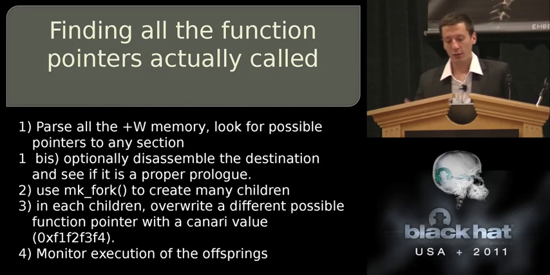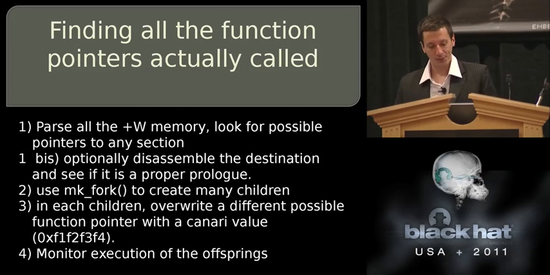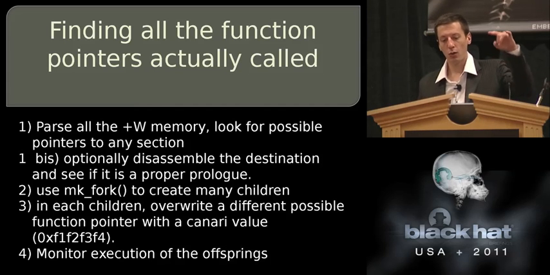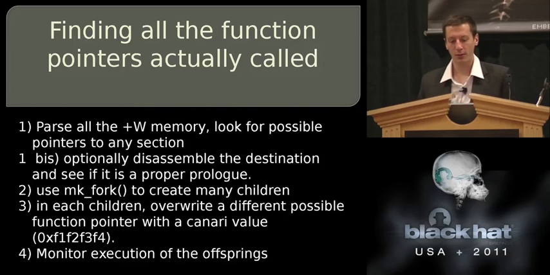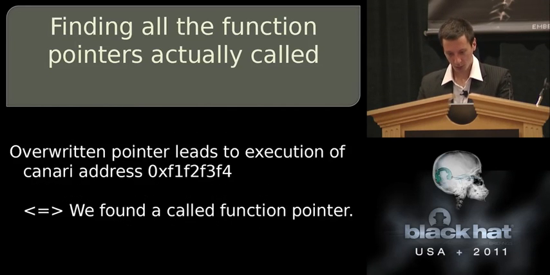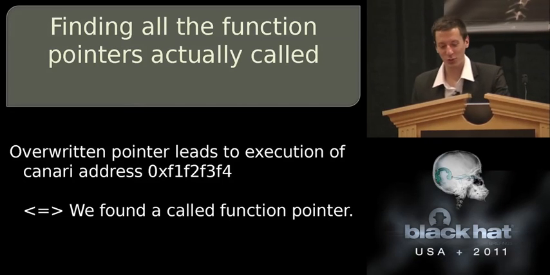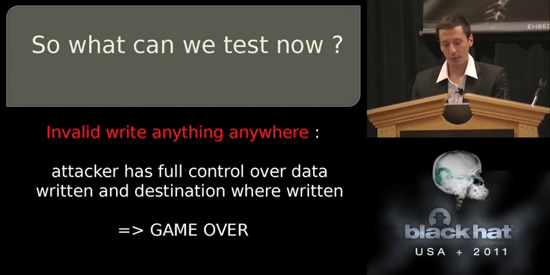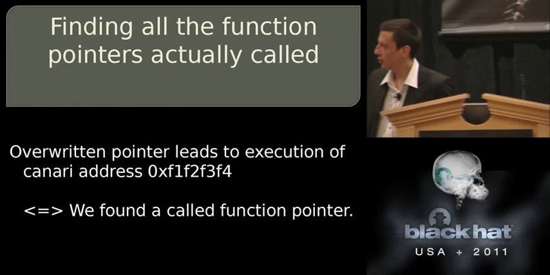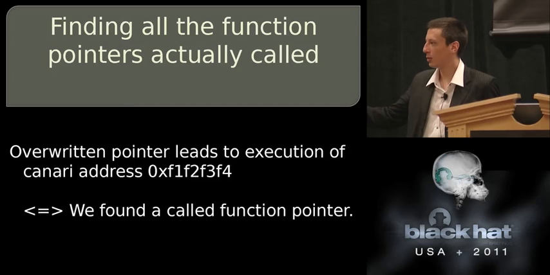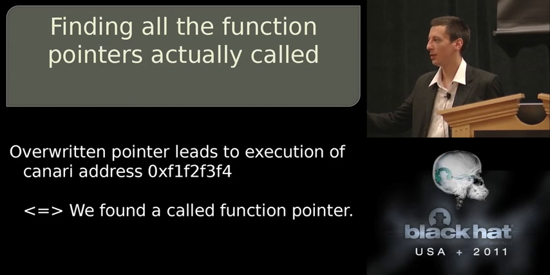And then we use the mkfork thing to create zillions of children. In each child, we overwrite with F1, F2, F3, F4 all those possible function pointers we found. And then we monitor execution of all of them. So if we end up in one of the offsprings executing memory location F1, F2, F3, F4, we just found a function pointer. It's important to notice that it's equivalent. It's not possible to miss any function pointer if we proceed this way, right?